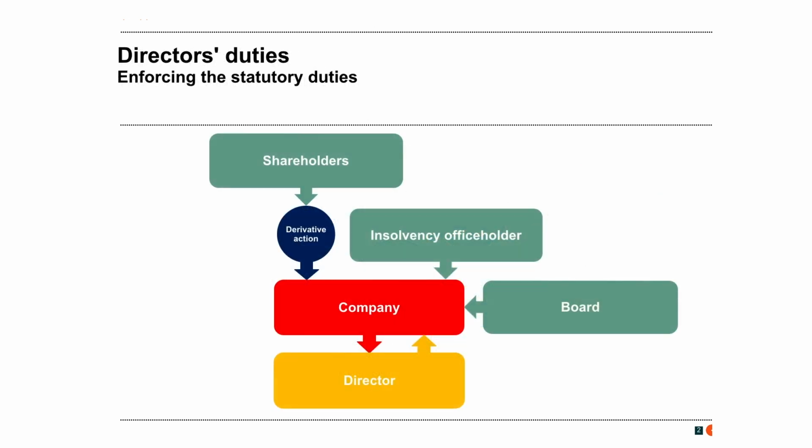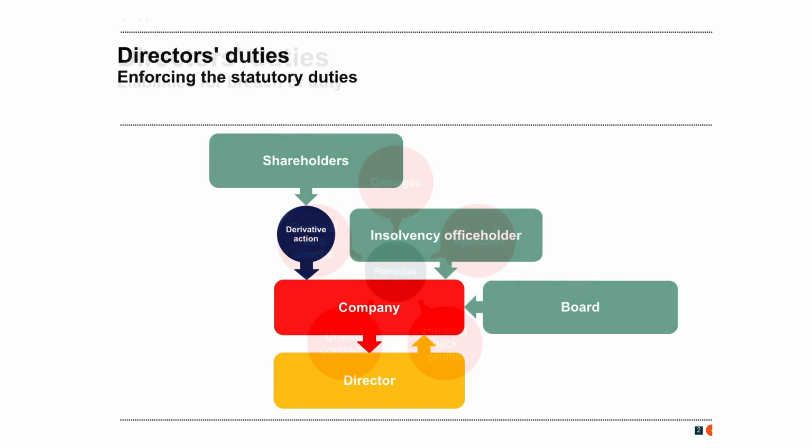This means that only the company, which in practice usually means the board, can bring an action against the director for breach of duty. But in order to effectively hold boards to account, shareholders can bring what's known as a derivative action to sue in the company's name. In addition, we see a lot of claims being brought by insolvency office holders following a corporate failure. These office holders take over the management of the company from the directors and are able to bring claims against directors for prior breaches of duty in order to maximise returns for creditors.